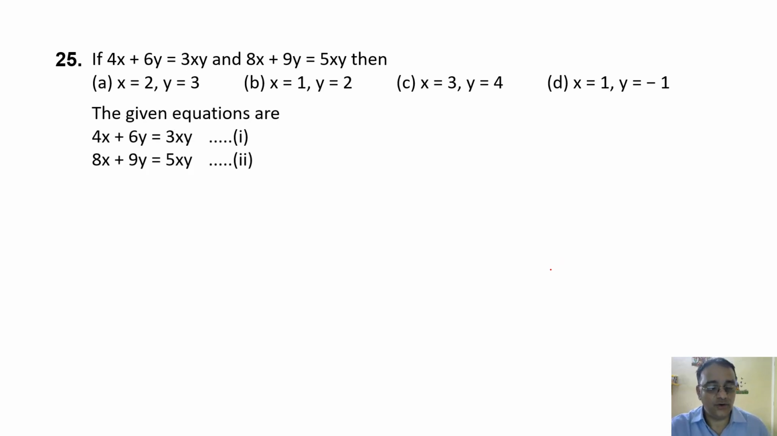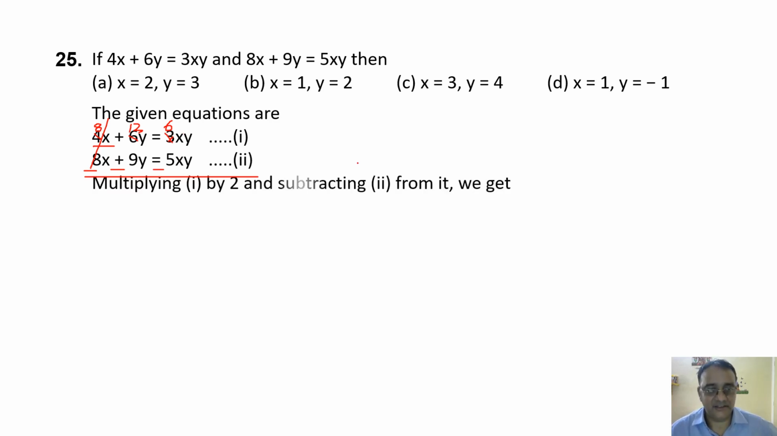Now I am going to make the coefficient same. So first equation I am multiplying by 2, right? If we multiply by 2, this will become 8, and this will become 12 and this will become 6. This is clear? Now subtract these two. Yes, sir. Subtract. What will you get? These two will be cancelled. You will get 3y is equal to xy. Right, very good. Okay, so 3y is equal to xy.